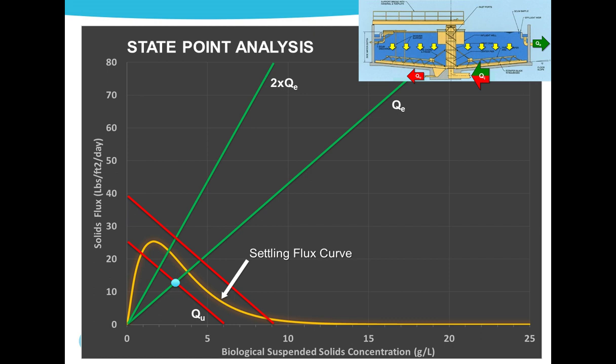This is an example of the type of design calculation we would go through. State point analysis is a useful tool for matching clarifier design with operating conditions, for establishing mixed liquor suspended solids targets, in this case for an activated sludge system, for a given hydraulic flow in order to achieve proper settling and hence effluent quality. It's important for us to realize that these are dynamic.